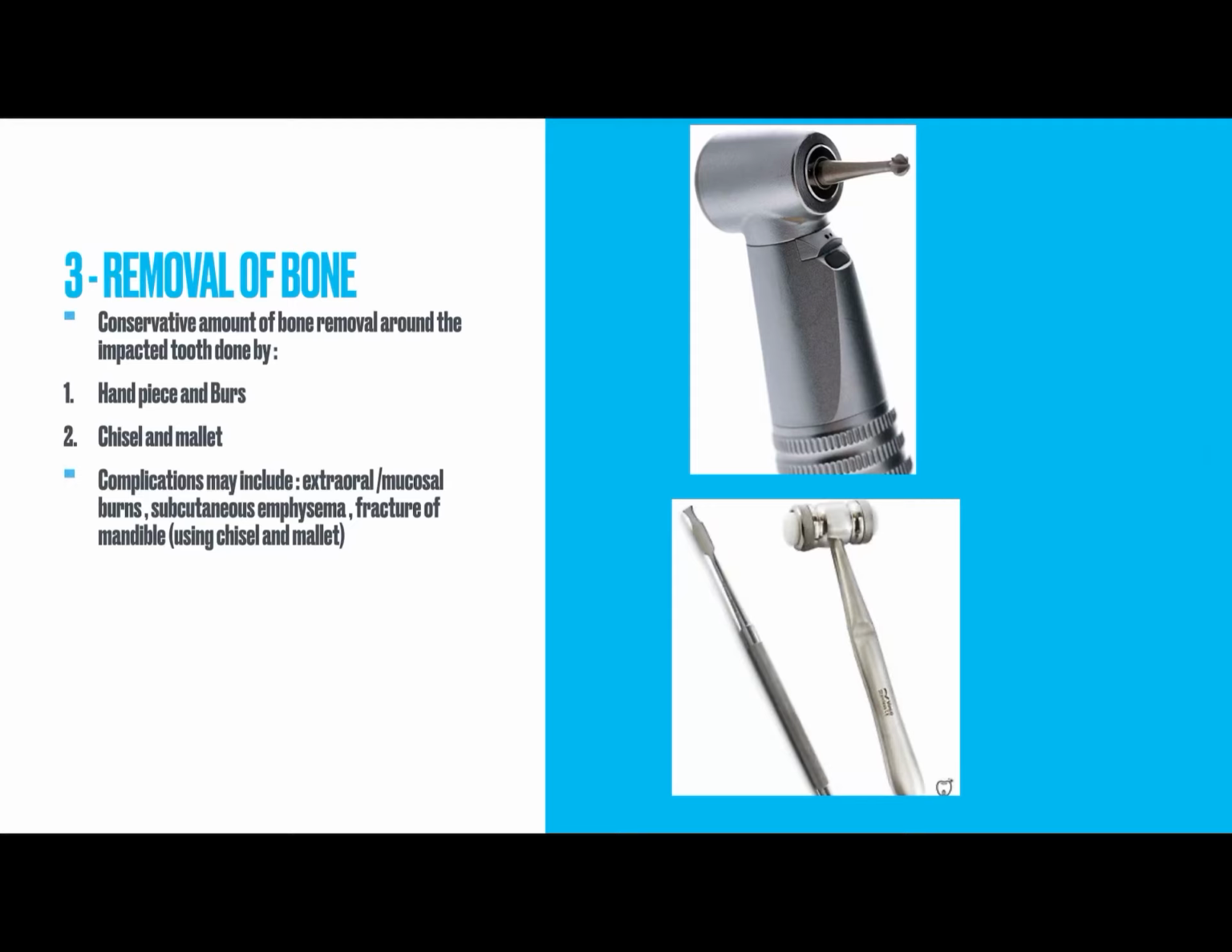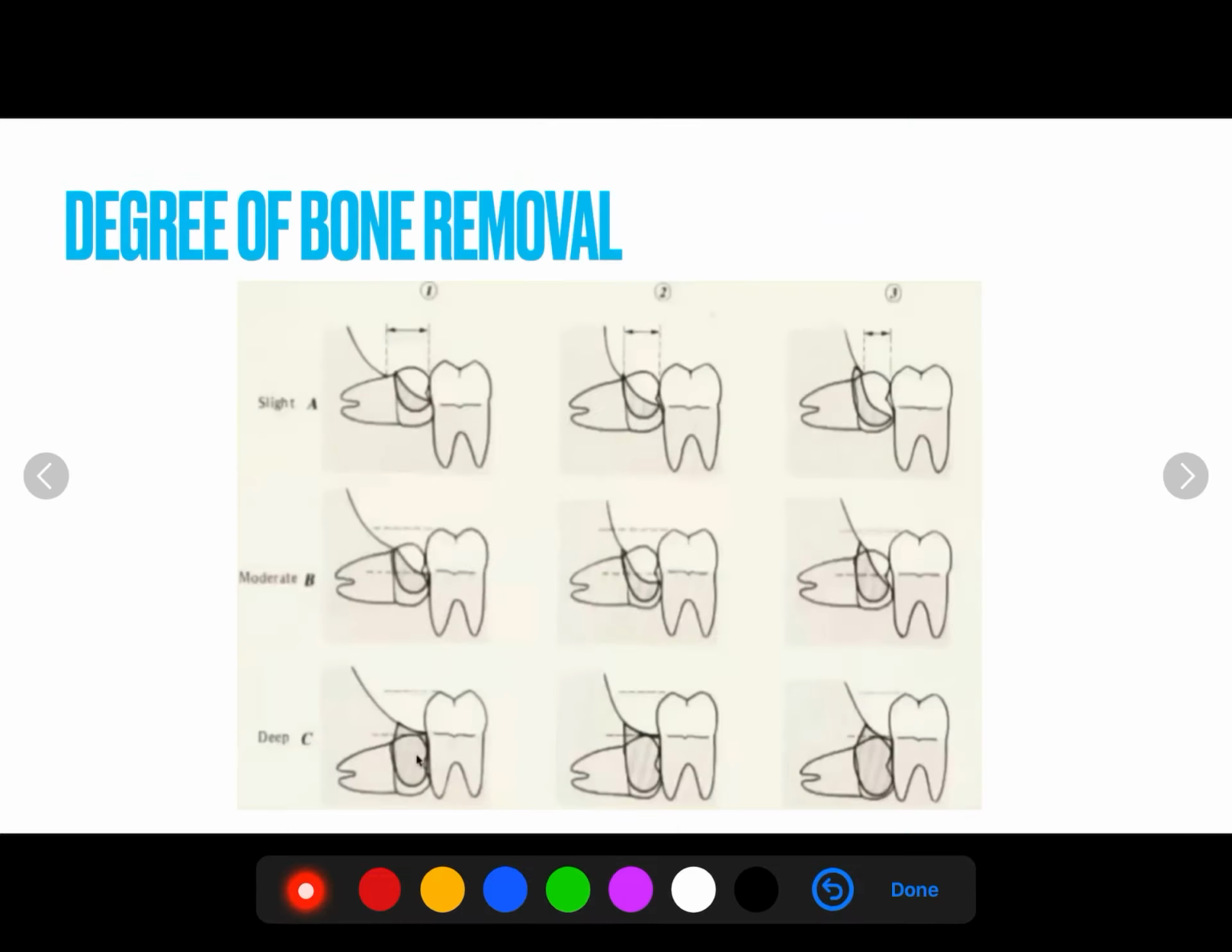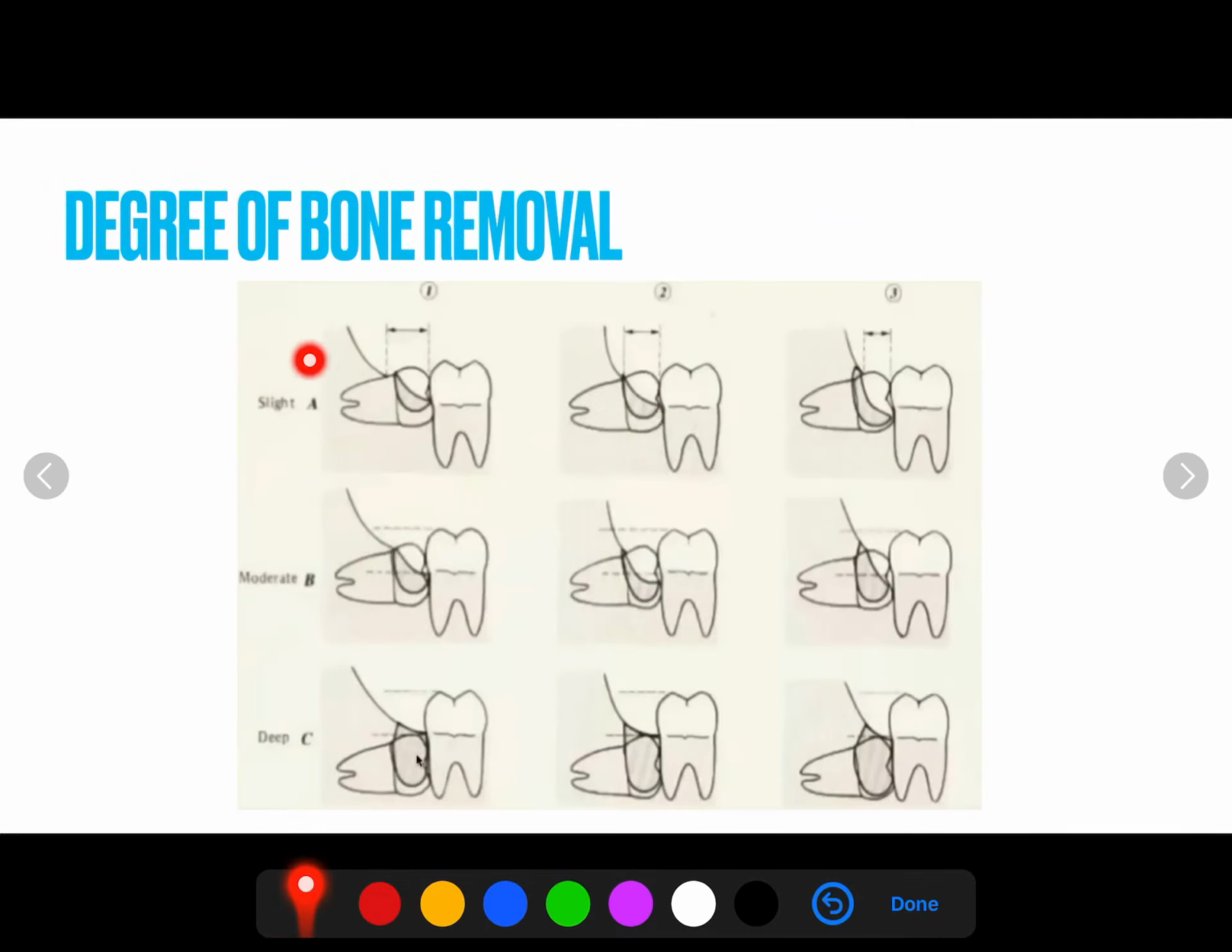A conservative amount of bone removal should be done around the impacted tooth using a handpiece and burrs, or to some extent, chisel and mallet. Some complications may include extraoral and mucosal burns, subcutaneous emphysema, and fracture of the mandible when using chisel and mallet. Here are degrees of bone removal based on the case. It might be slight, moderate, or deep, as shown in these examples.